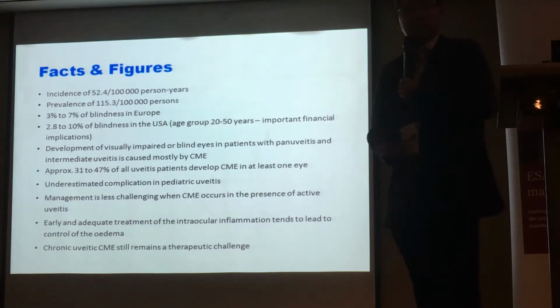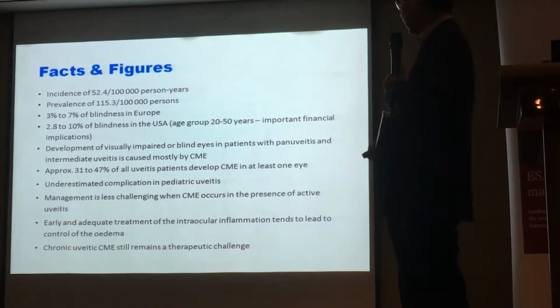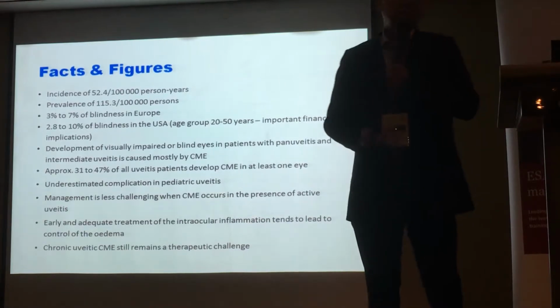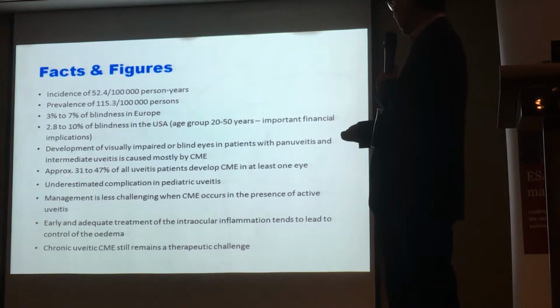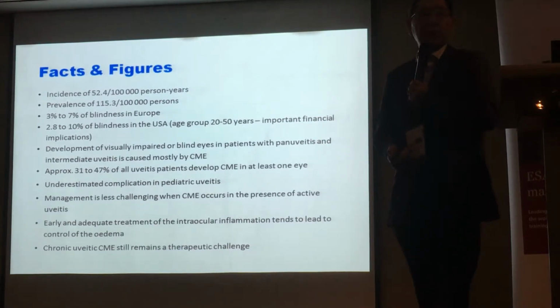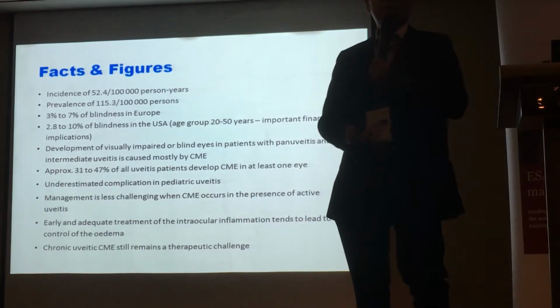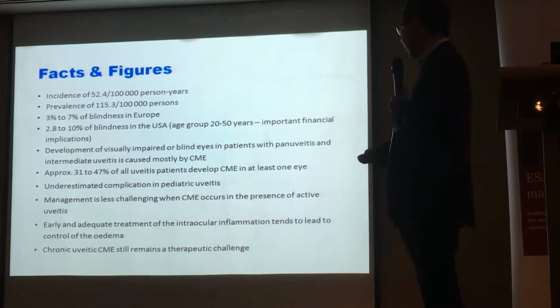These are just facts and figures. I'll give them to you in your notes, so you don't really need to copy these. But it is contributing to significant morbidity. Okay. About 30 to 40% of all uveitis patients develop CME in at least one eye, so that's quite significant. A third to about half.